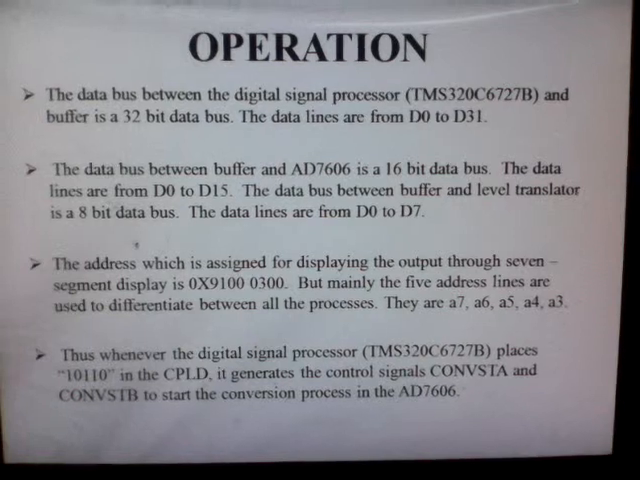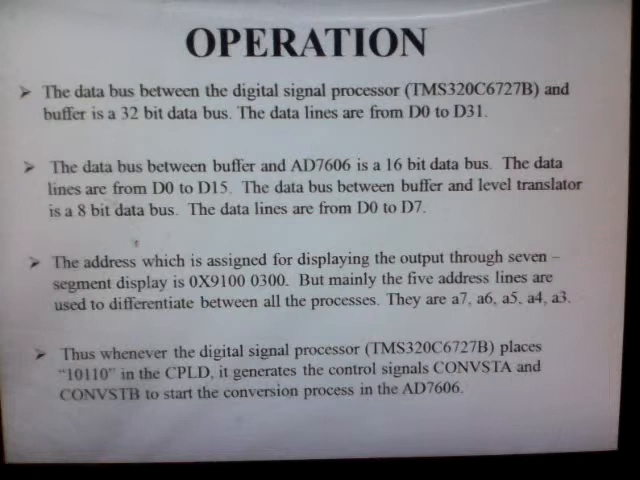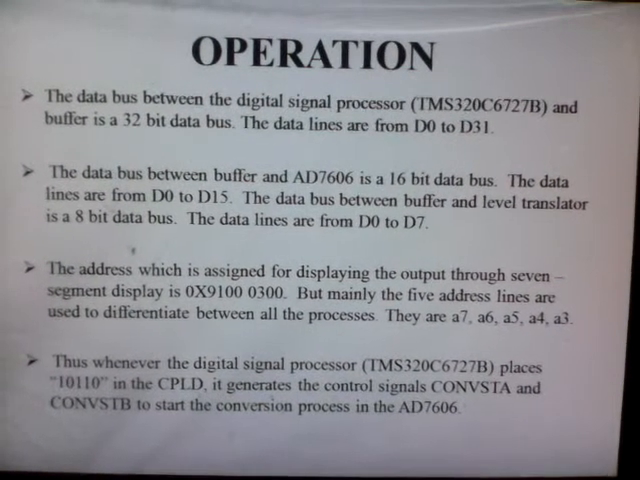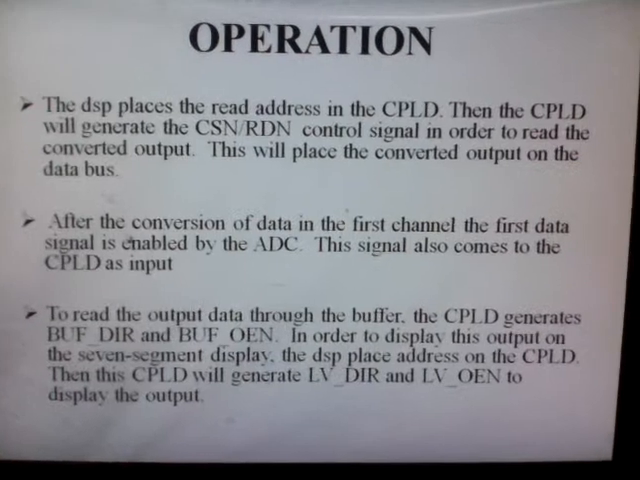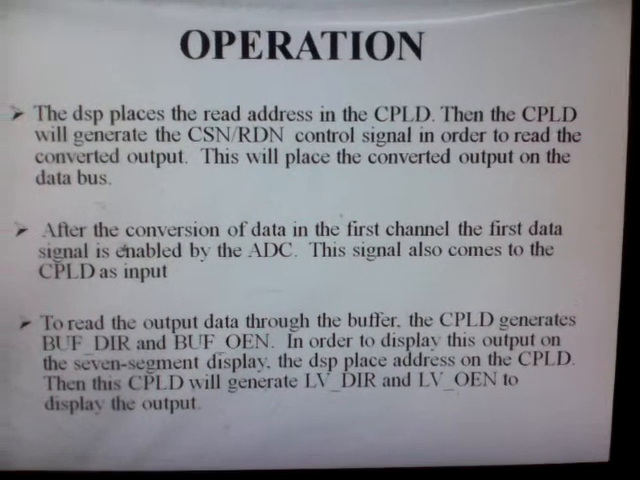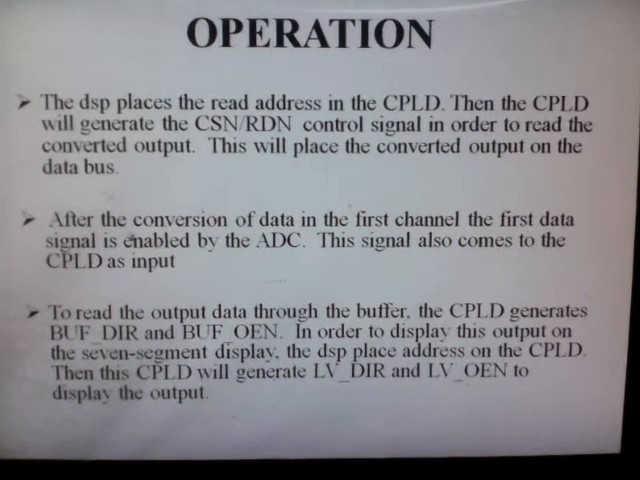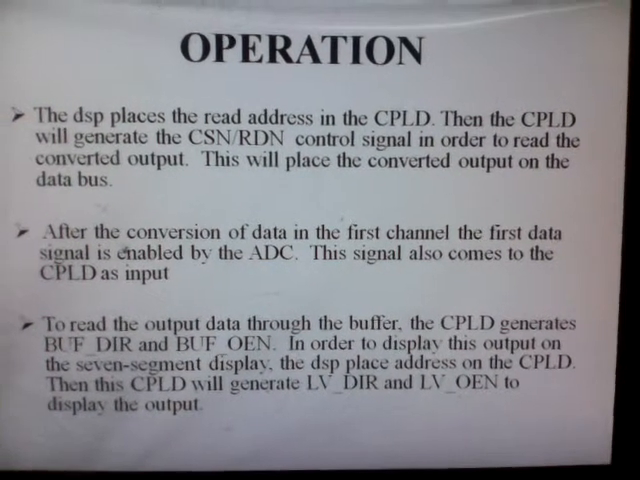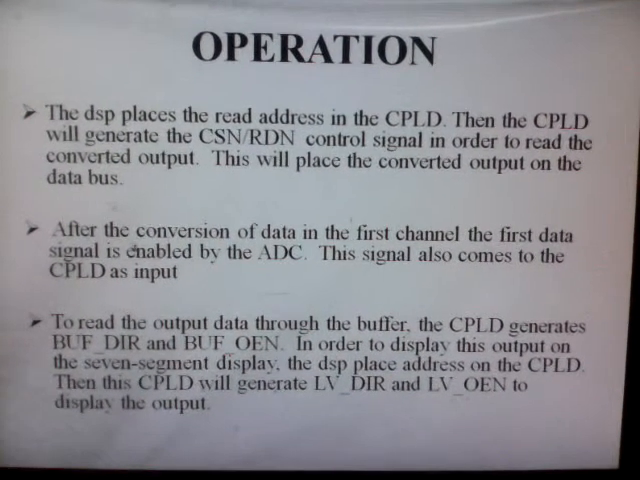Whenever the digital signal processor places 10110, which is the address assigned for the conversion start signal in the CPLD, it is going to generate the control signals conversion start A and conversion start B in order to start the conversion process in the ADC. After converting the input signals into digital bits, the DSP places the read address in the CPLD. Correspondingly, the chip select signals and read signals are generated so that we can read the converted output. After the conversion, in order to view that output in the 7 segment display, we are going to place one more address, which is 300.